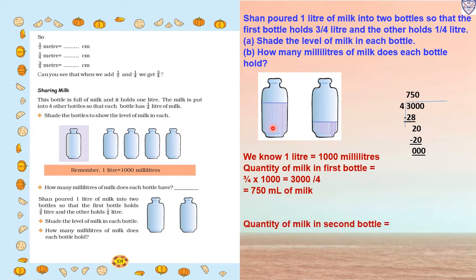Then in the second bottle, the quantity of milk in the second bottle equals 1/4 multiplied by 1000. So 1000 divided by 4. First we will take 2 digits, 10. In the 4 table, when 10 will come, we will take 4 twos are 8. So 10 minus 8, that is 2. So now we will take 0 down. So 4 fives are 20. And the other 0 we will carry down. In the quotient we will write 0. So that is 250 milliliters of milk. 1/4 of 1000 is 250 milliliters of milk.